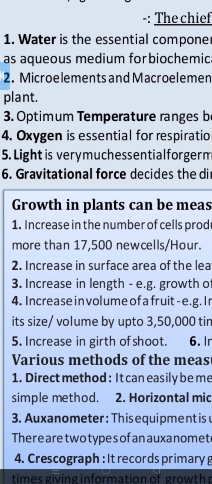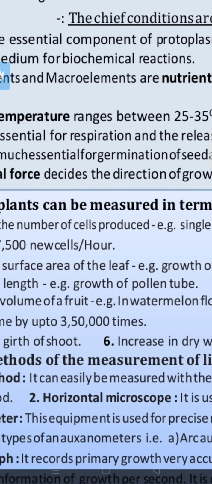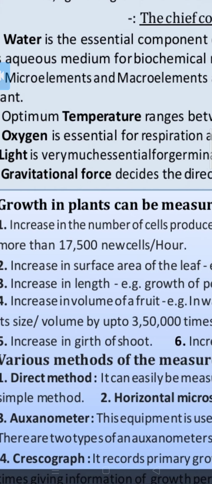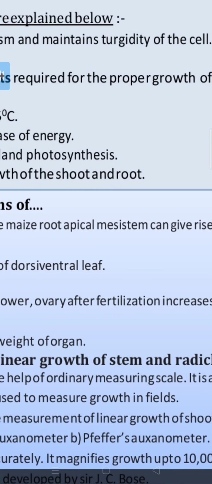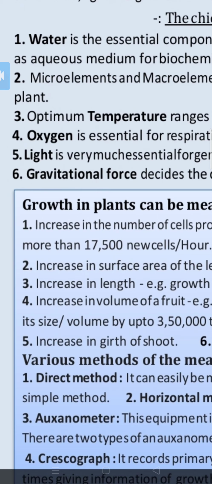Now we will study various methods of measurement of linear growth of stem and radicle. First one is the direct method. It is the easiest method and can be used by measuring the length with a ruler or scale. It can be easily measured with the help of an ordinary measuring scale. It is a simple method.